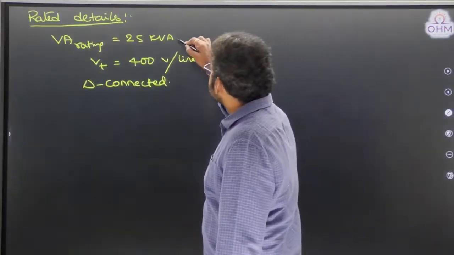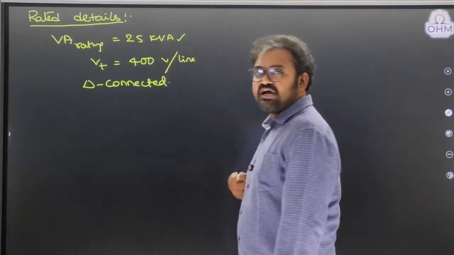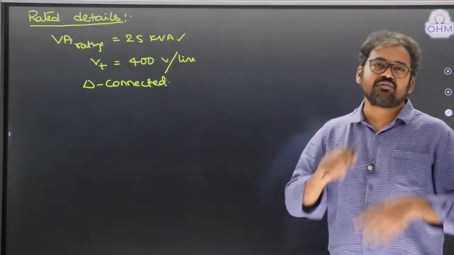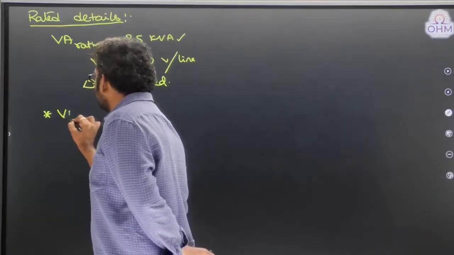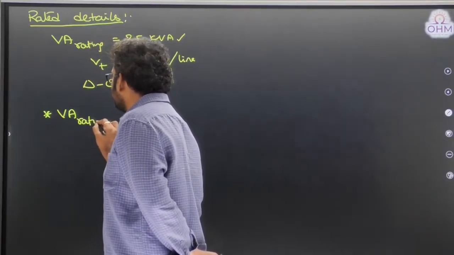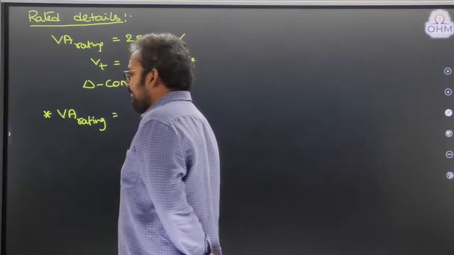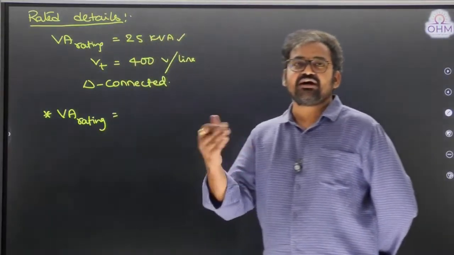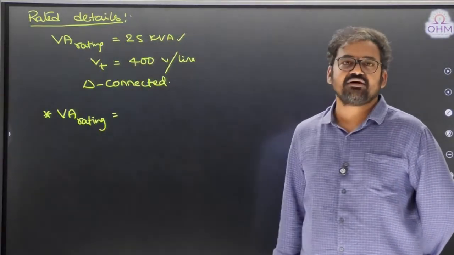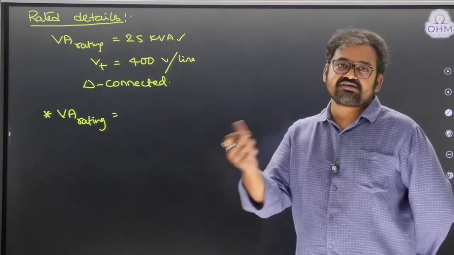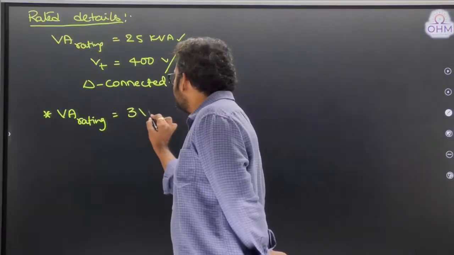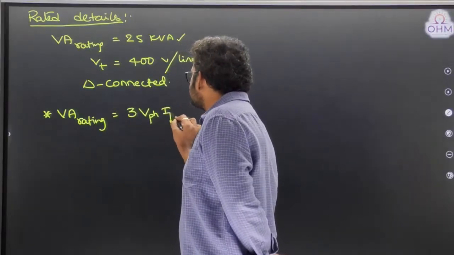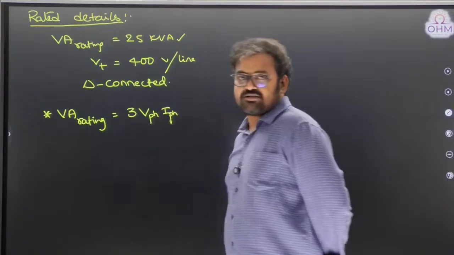So what I will do is, by using this kVA rating, I will try to calculate rated armature current. What is the formula for VA rating? We all know that VA rating formula, you can write two formulas. One is √3 V_L I_L, line voltage, line current. Another one, 3 V_phase I_phase. Any formula I can use. I am writing 3 V_phase I_phase, so that I will directly get phase current.